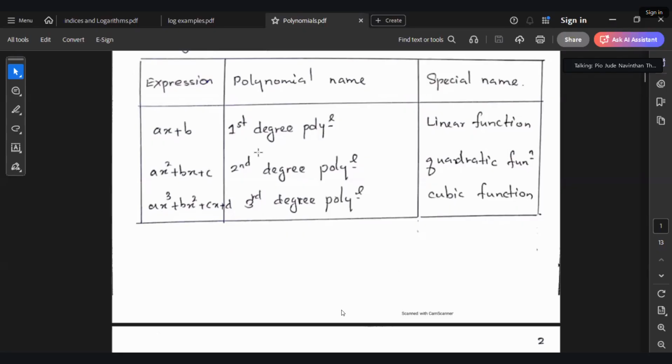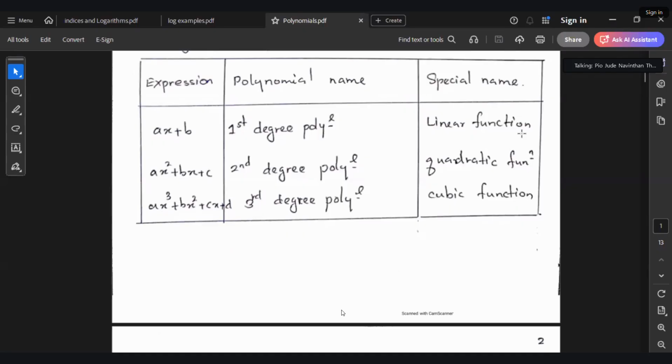Okay, right? So here the first case is ax plus b. This is a first order, first degree polynomial. Why? Only x is there. The degree is 1. Therefore, we can say that it is a linear function, just a function. We don't need to say it's a polynomial, right? Very simple. So, linear function.